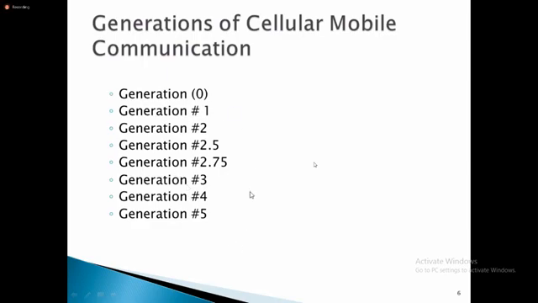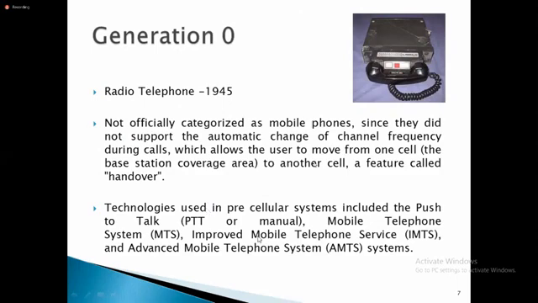Okay. Now we have these generations available up to date: generation 0, 1, 2, 2.5, 2.75, 3, 4, 5. First, the 0 generation. The 0 generation was introduced in 1945, right? It was not officially categorized as mobile phones, since it did not support automatic change of channel frequency during calls. So there is no handover feature in generation 0.